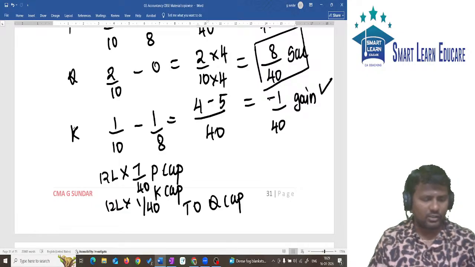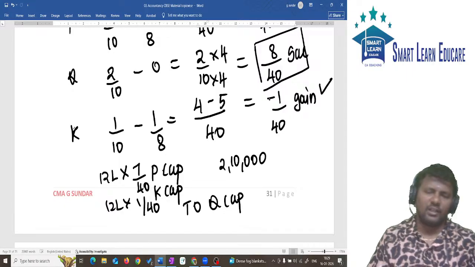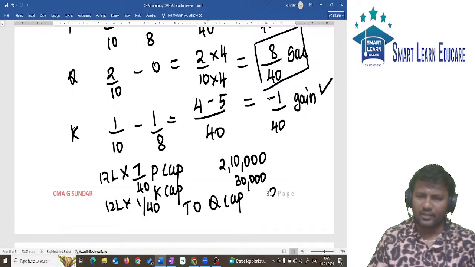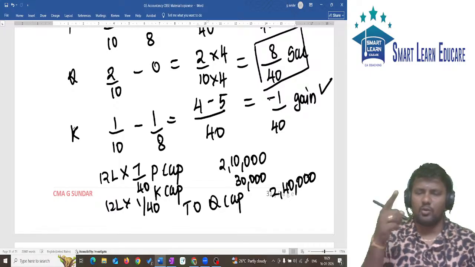What is 12 lakh into 7 by 40? It will give you 2 lakh 10,000. Similarly, for partner K, 12 lakh divided by 40 will give you 30,000. Total of the two is 2 lakh 40,000 for Q's capital. So goodwill over, ratio over.